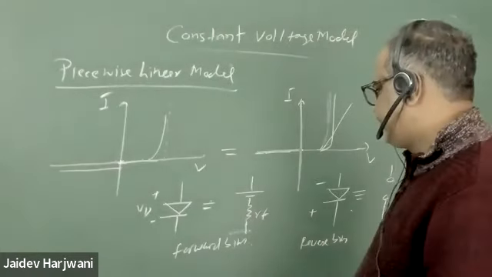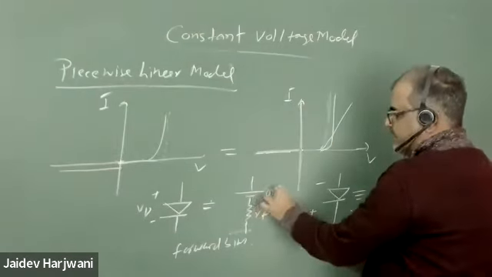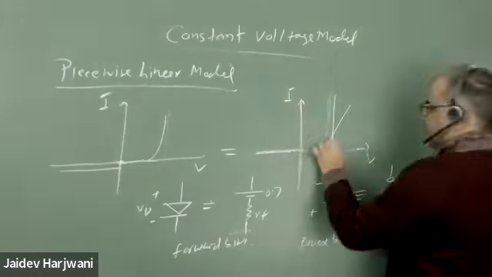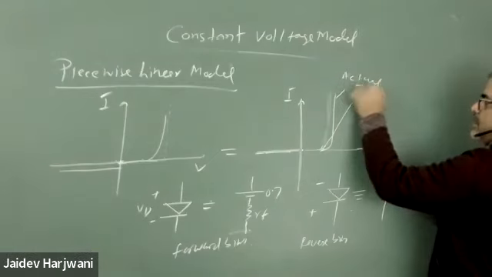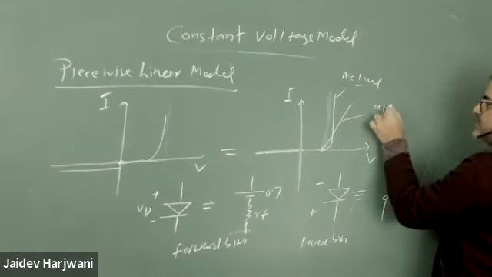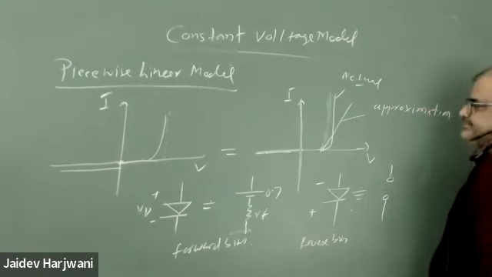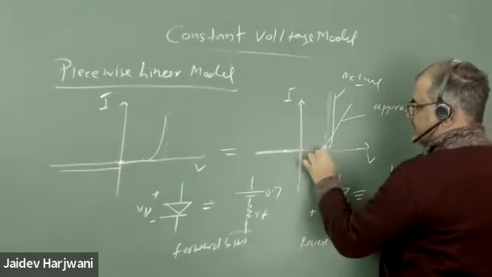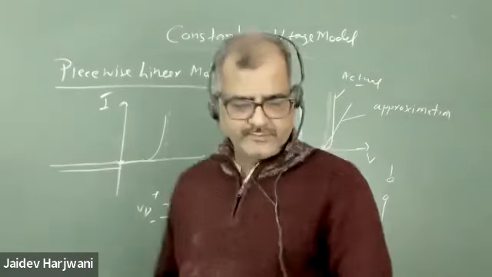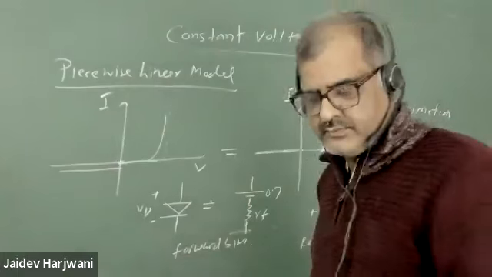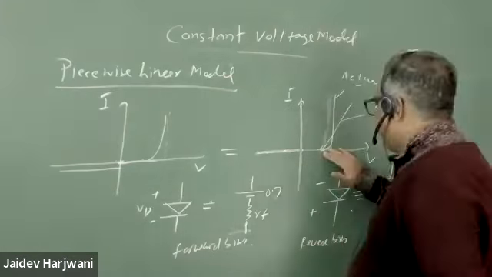This is the actual graph, and this is our approximation. This graph I'm approximating by this graph. This is in forward bias.